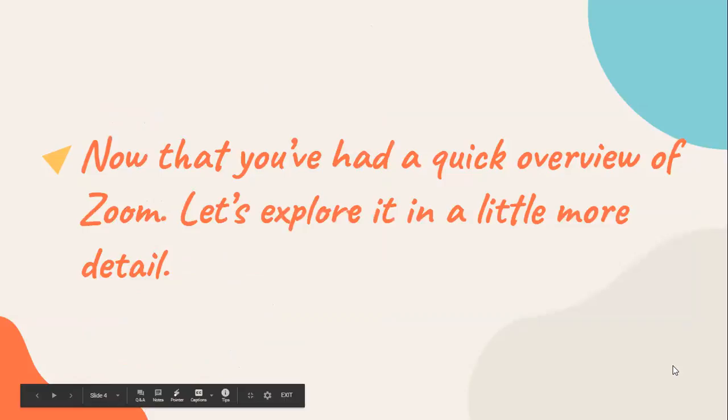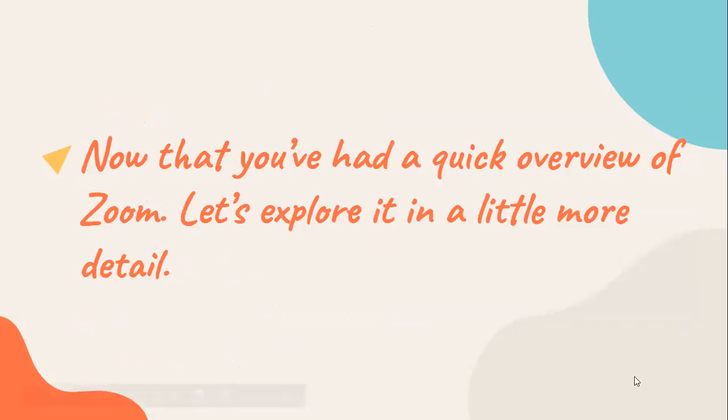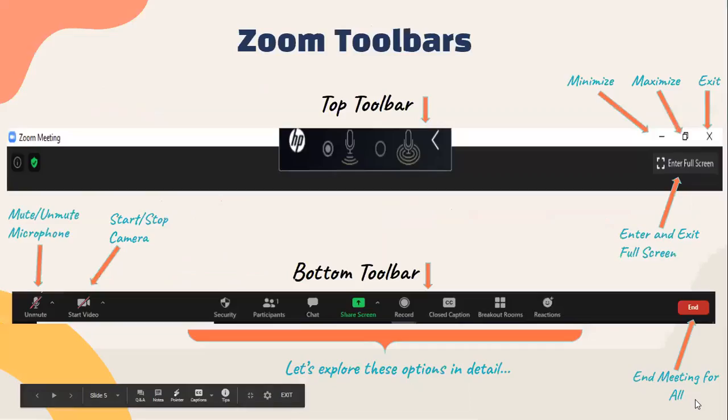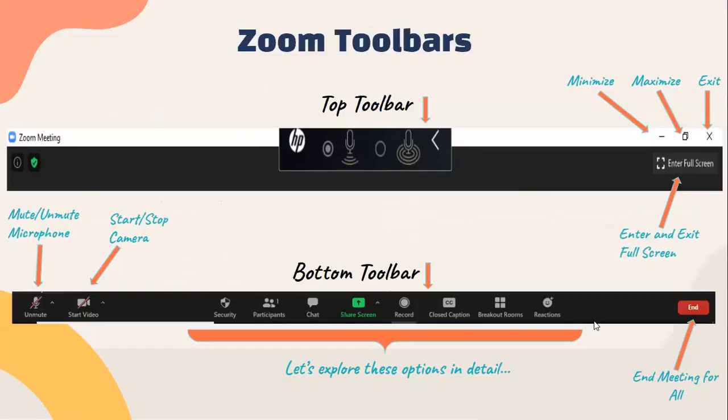Okay, now that we've had a quick overview of Zoom, let's explore it in a little more detail together. So when you open your Zoom room, you will have a top toolbar at the top of your screen, and you also have this bottom toolbar down below. We're just going to talk about the different buttons that were discussed in the video we just watched.